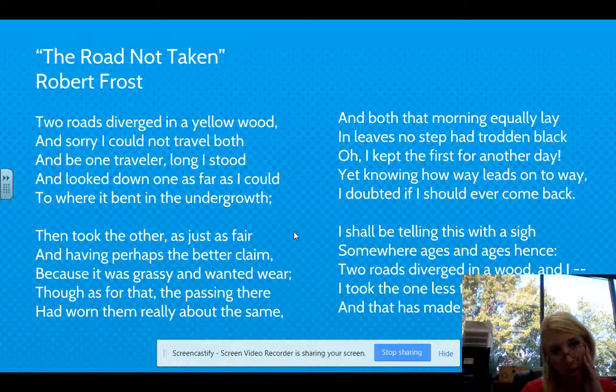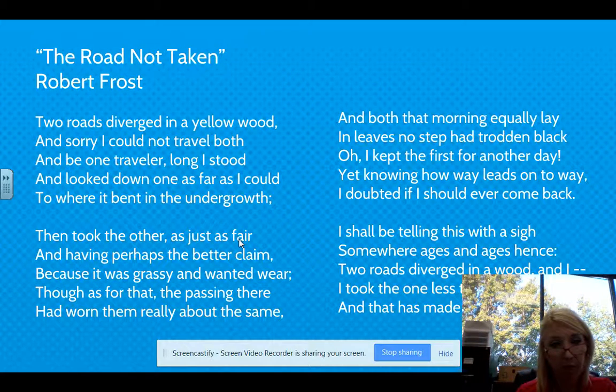Think about the rhyme scheme or the rhyming pattern for this. Wood. So you start with the very first end, it's all end rhyme. That becomes A. And sorry I could not travel both. Does both rhyme with wood? No. So that becomes B. And be one traveler long I stood. Again, I'm looking only at the last word in the line. Does stood rhyme with either wood or both? Yes. So that will become A. Could, stood, another A, and undergrowth, both, B.